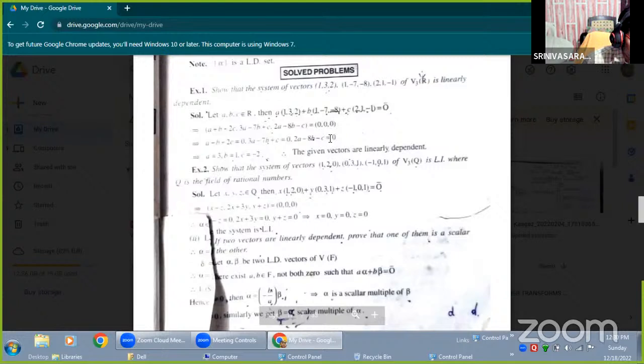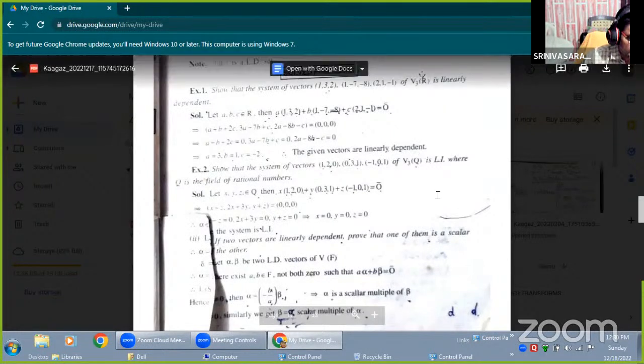Okay, this is the first method. When these three equations are solved, you get the scalars, and those scalars have particular values that are non-zero. So the given vectors are linearly dependent through the definition. And the second method is the matrices method. You write those vectors: 1, 3, 2 as the first row, 1, minus 7, minus 8 as the second row, 2, 1, minus 1 as the third row.